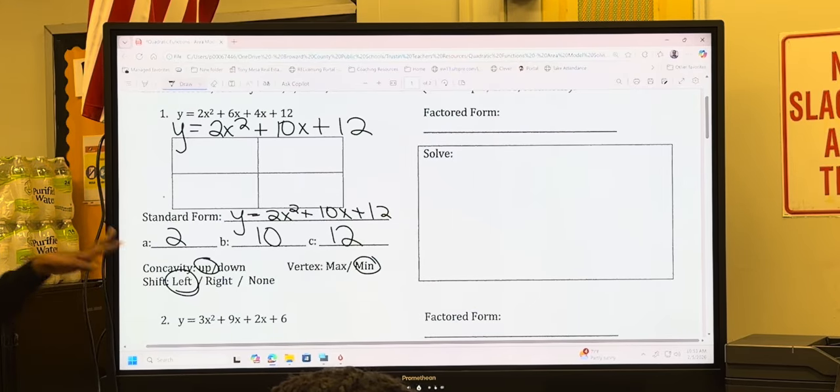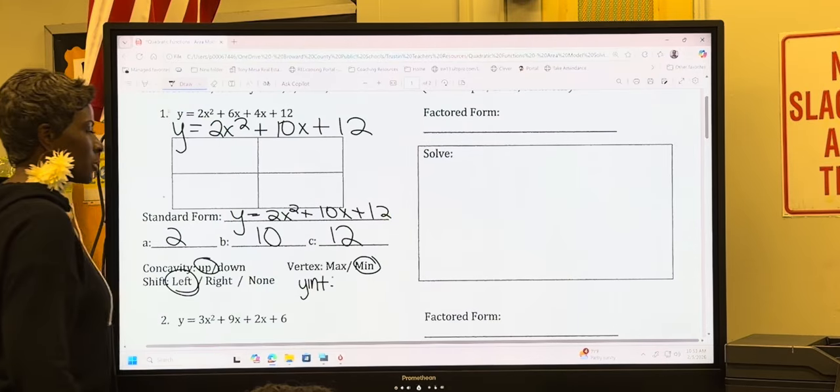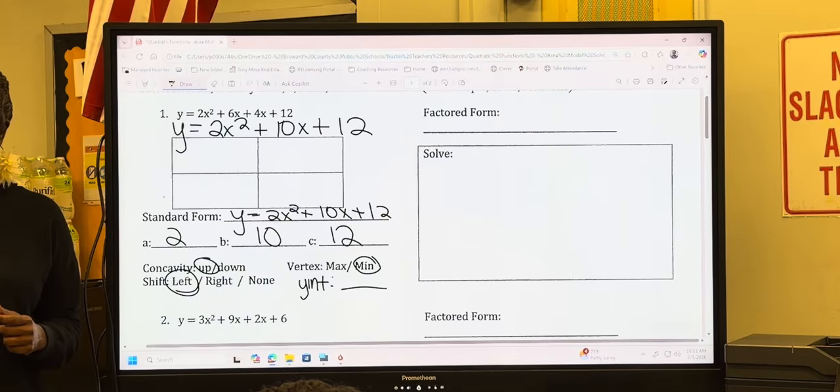Now I want to go a step further. I didn't put this on the paper, but I want you to write y-intercept, because we should be able to determine what our y-intercept is from this graph.